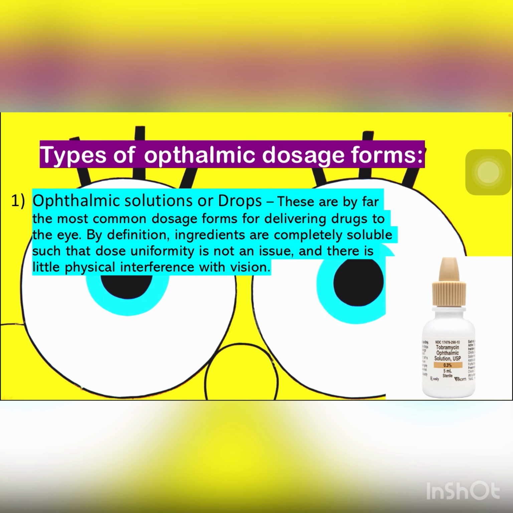Now, types of ophthalmic dosage forms. First, ophthalmic solutions or drops. These are by far the most common dosage forms for delivering drug to the eye. By definition, ingredients are completely soluble such that dose uniformity is not an issue and there is little physical interference with vision.